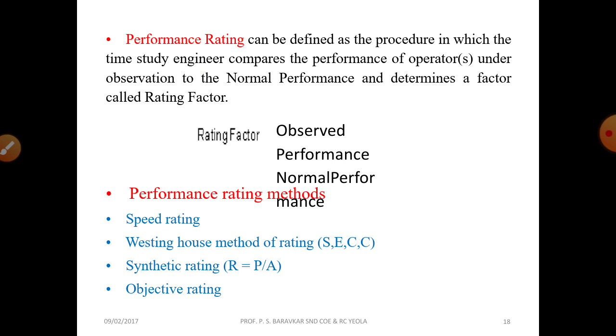Performance rating can be defined as the procedure in which the time study engineer compares the performance of the operator under observation to the normal performance and determines a factor called the rating factor. In the rating factor, observed performance is compared with normal performance. The performance rating methods are speed rating, Westinghouse method of rating, synthetic rating, and objective rating.